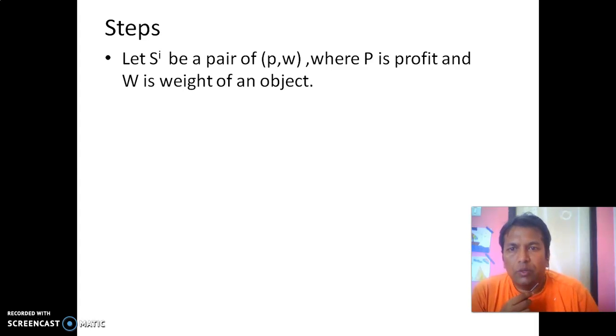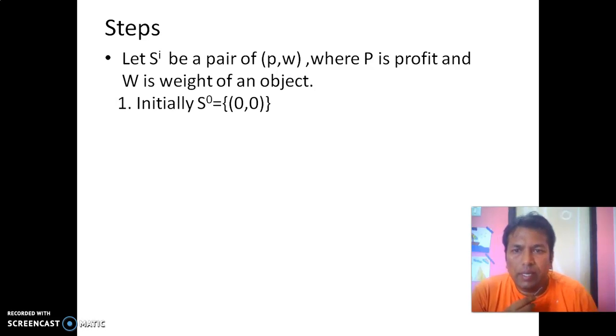Here we are using the set approach. There are two approaches, but here we are going with the set approach. Let S^i be the set consisting of pairs of profits and weights, represented as (p, w). Here p represents the profit and w represents the weight of the object. In this tuple, the first value represents the profit and the second value represents the weight.